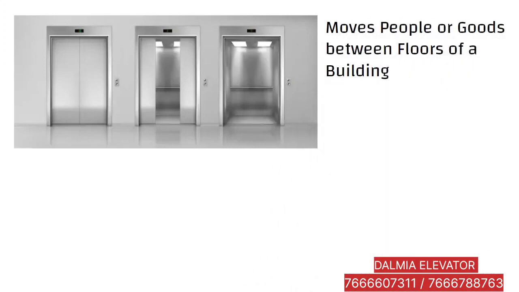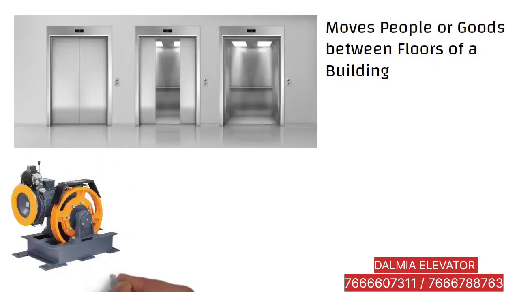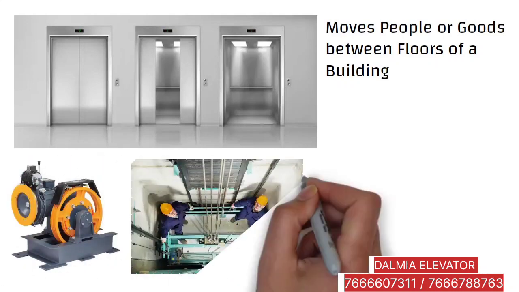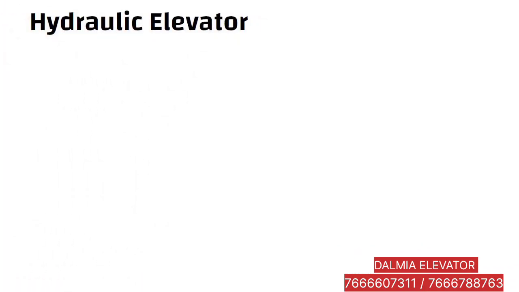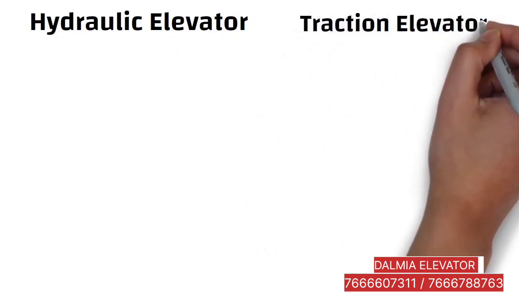The lift is a type of vertical transport equipment that moves people or goods between floors of a building. Generally, a lift is powered by electric motors that either drive cables, hoist, or pump hydraulic fluid to raise a cylindrical piston like a jack. Elevators are of two types. One, hydraulic elevator. Two, traction elevator.